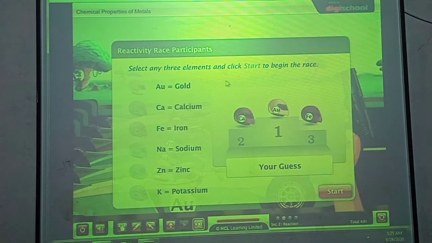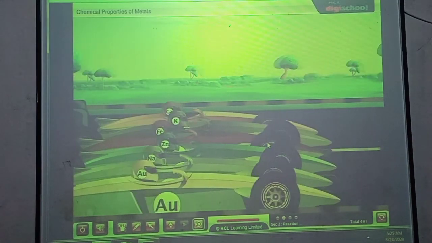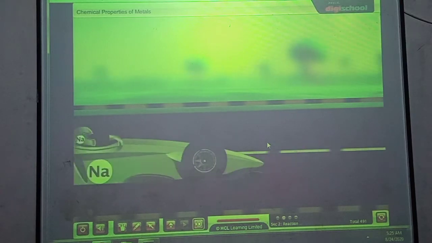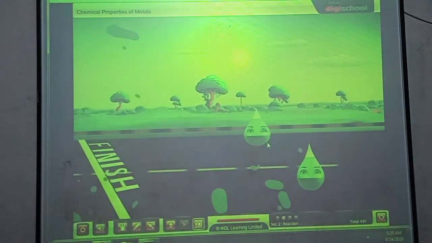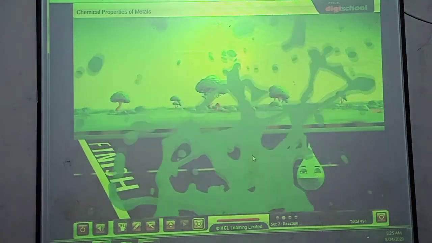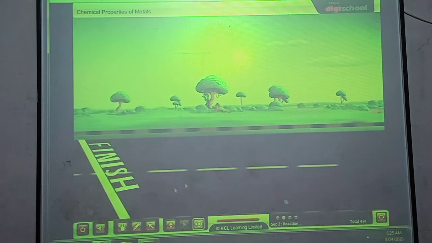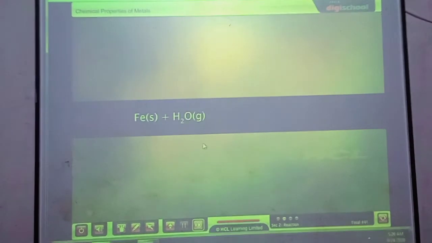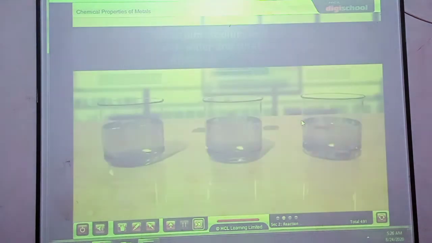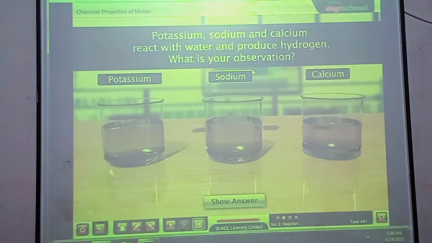So here we can choose any of the three elements. Iron reacts with steam to form iron oxide and hydrogen. So potassium, sodium and calcium react with water and produce hydrogen. What is your observation? We have to tell our observation when potassium, sodium, calcium react with water.